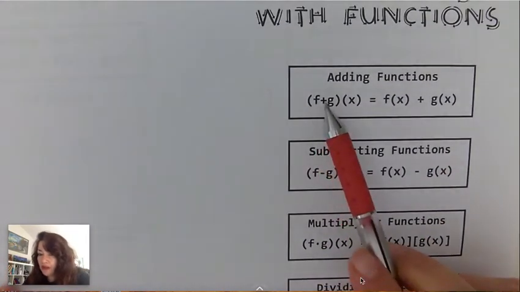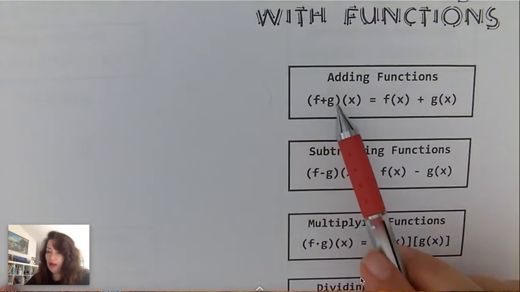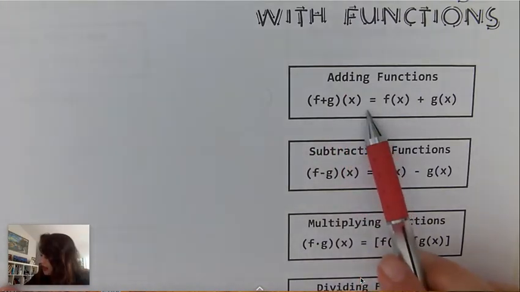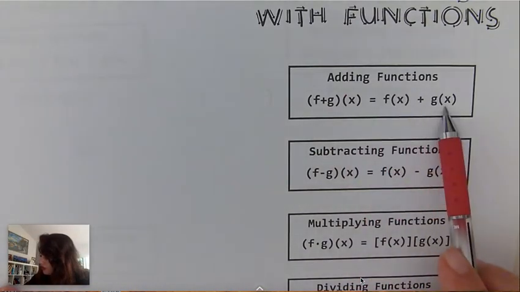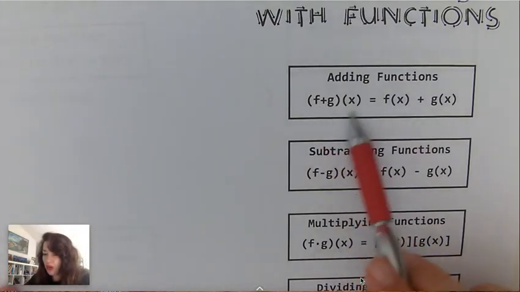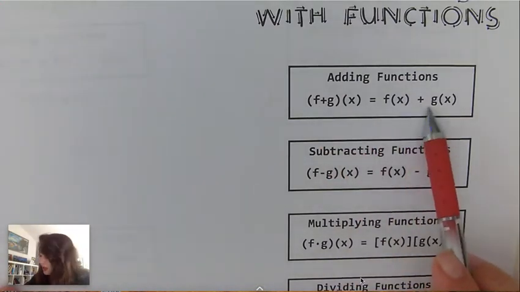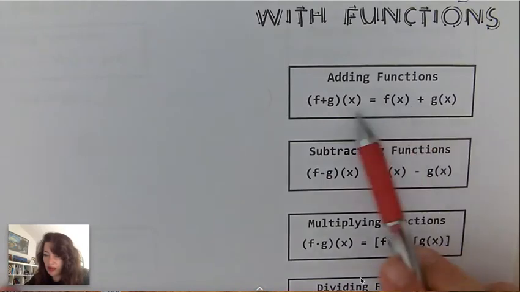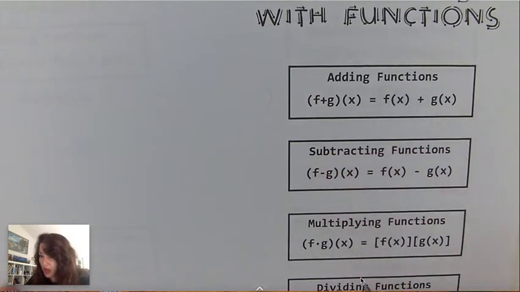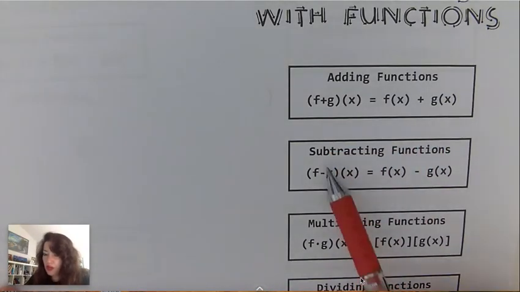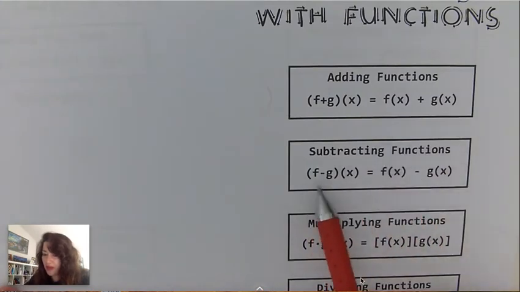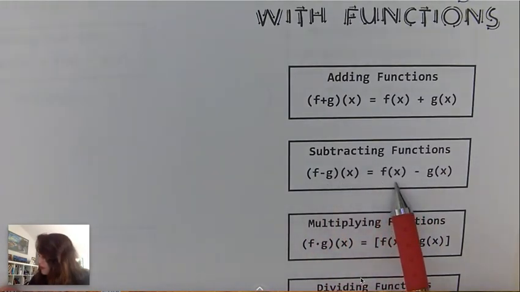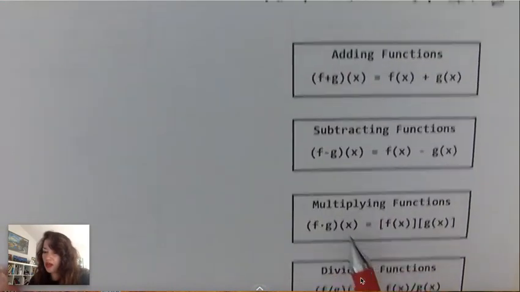So looking at our first one, we have f plus g of x can be written as f of x plus g of x. So this is one way to write it, and here is another way to represent the exact same operation. Subtracting functions, f minus g of x is equal to f of x minus g of x.